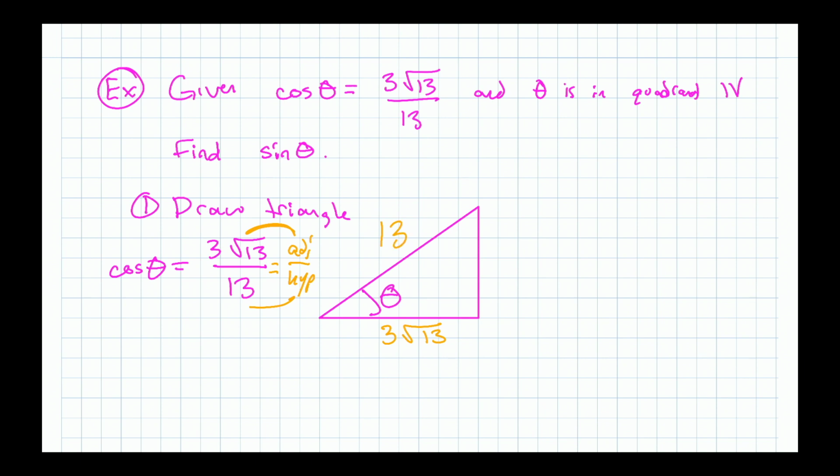Well, once you have the two sides that you know, you're going to need to work out the third side using the Pythagorean theorem. So we're going to use a squared plus b squared equals c squared. Remember, the 13 has to go in for c. The 3 root 13 can go in for either one. So let's just call it b.